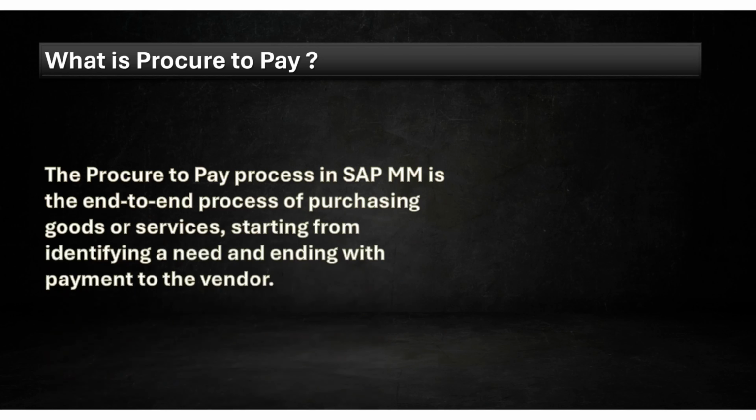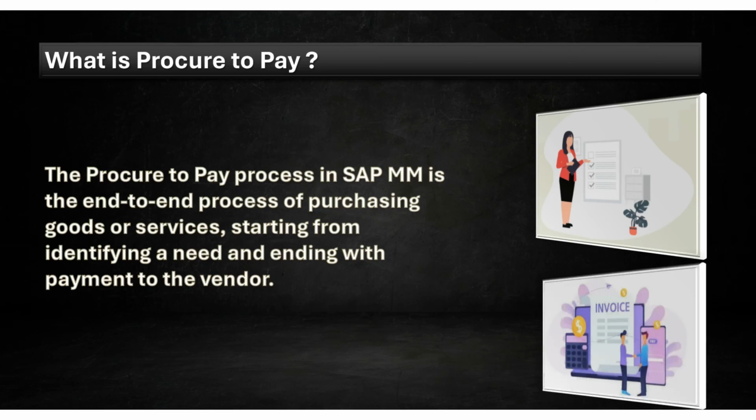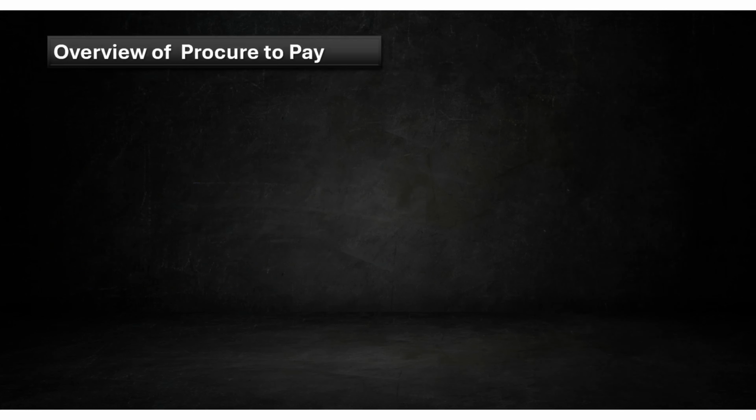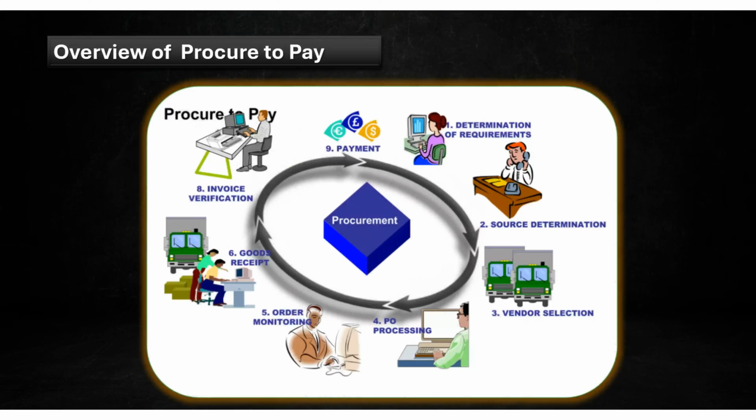The procure to pay process in SAP MM is the end-to-end process for purchasing goods or services, starting from identifying a need and ending with the payment to the vendors. Now, let's take a quick look at the procure to pay, or we can also call it the P2P cycle. This slide gives us a high-level overview of the entire process, which involves several key steps starting from identifying the need for materials or services all the way to making the final payment to the suppliers.